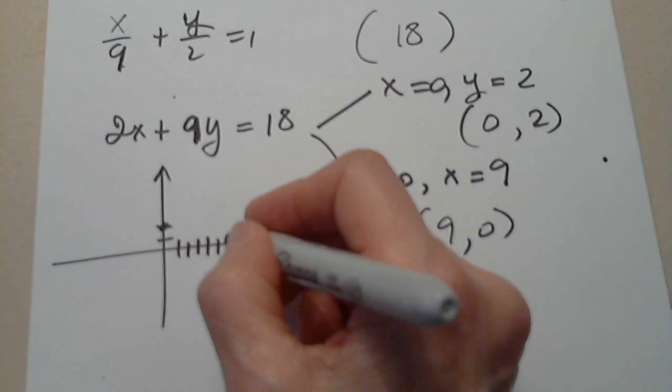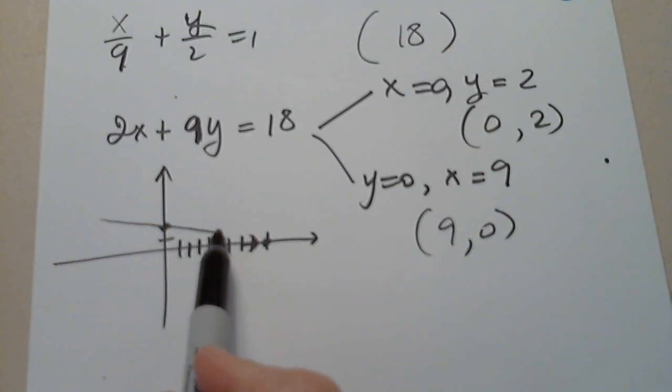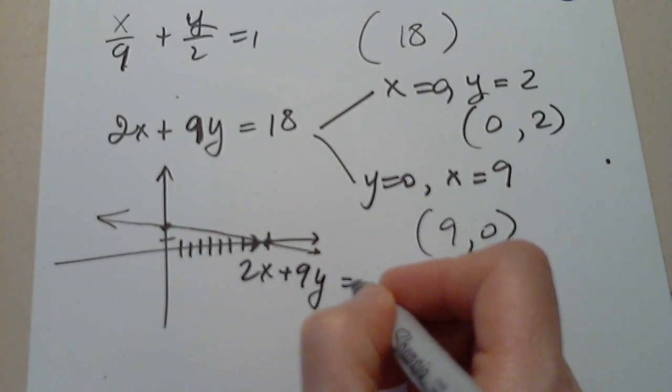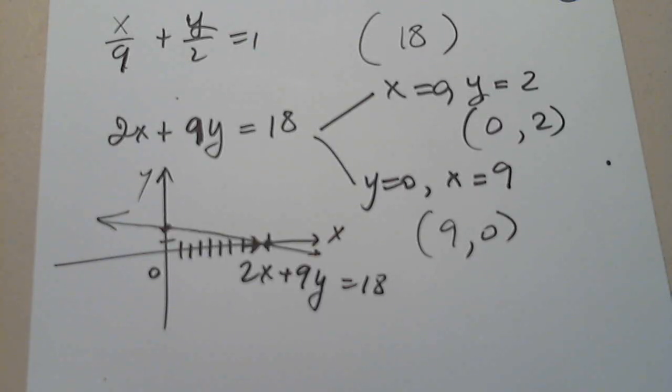And when you graph 0, 2 and 9, 0, count 1, 2, 3, 4, 5, 6, 7, 8, 9. Connect and extend the line. Write the equation of the line you just graphed. Any questions? No, thank you. Is this okay? Yes. Perfect, excellent. Please stop me if you want to go back to any problem.